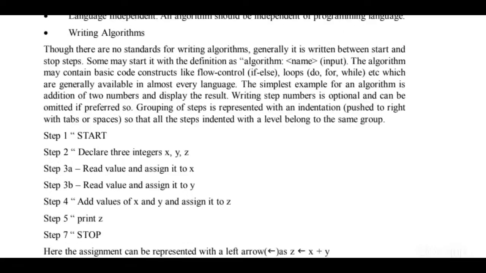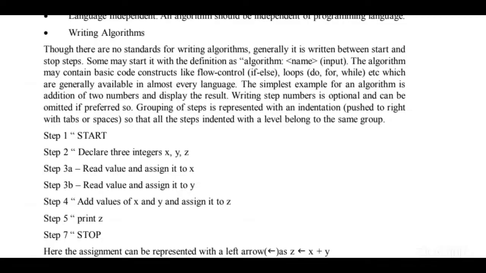Language independent: an algorithm should be independent of the programming language used for writing it. There are no standards for writing an algorithm. Generally, it is written between start and stop steps. Some may start the definition with the algorithm name and input. The algorithm may contain basic code constructs like flow control, if else, and loops such as do, for, while, etc., which are generally available in almost every language.